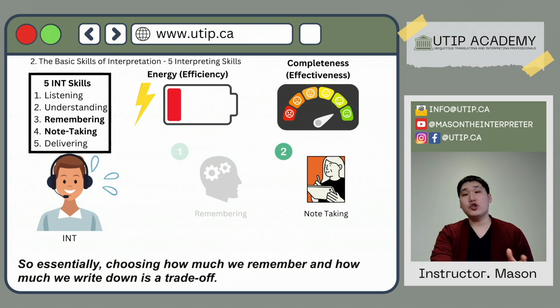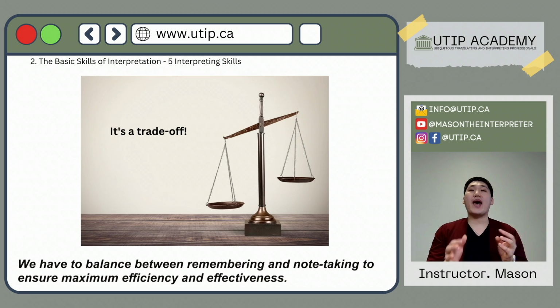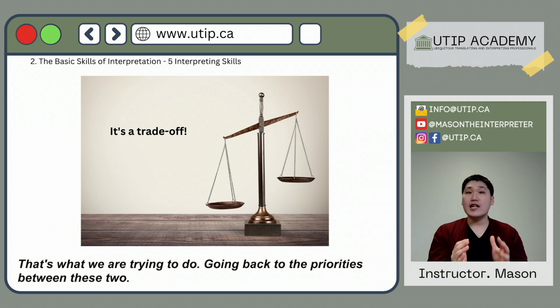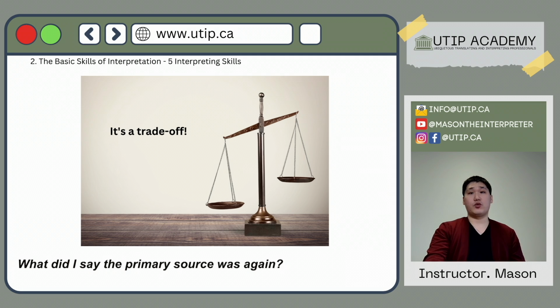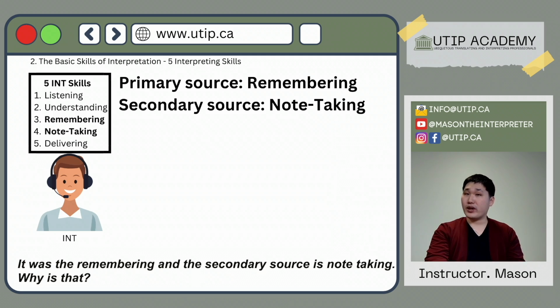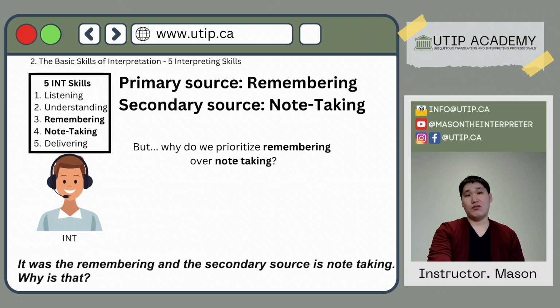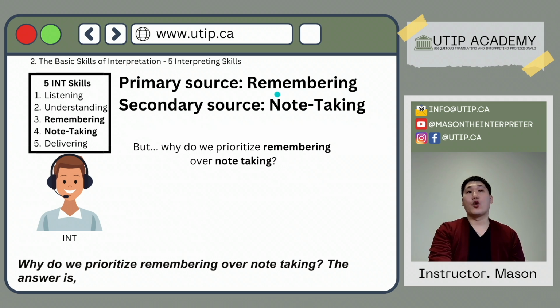So essentially, choosing how much we remember and how much we write down is a trade-off. We have to balance between remembering and note-taking to ensure maximum efficiency and effectiveness. That's what we're trying to do. Going back to the priorities between these two, what did I say the primary source was again? It was remembering. The secondary source, note-taking. Why do we prioritize remembering over note-taking?